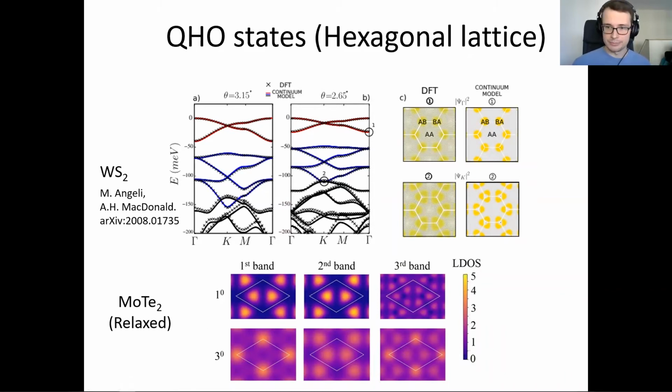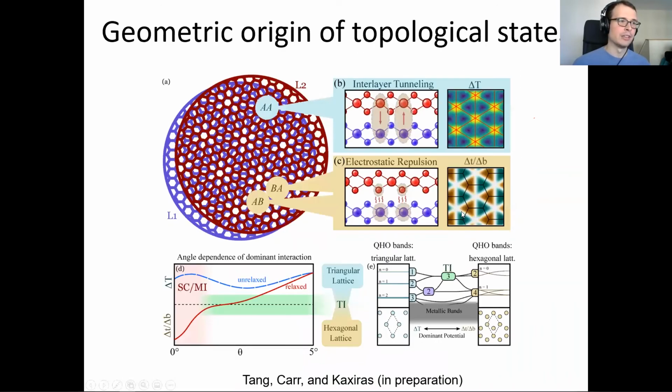So why is that exciting? Well, I think this is one of the clearest examples of topological insulation coming about because of geometric competition between Hamiltonians. So I showed this picture a while ago. This is the interlayer tunneling at AA versus the electrostatic repulsion at AB and BA. The interlayer tunneling is on a triangular lattice. The electrostatic repulsion is strong on a hexagonal lattice.